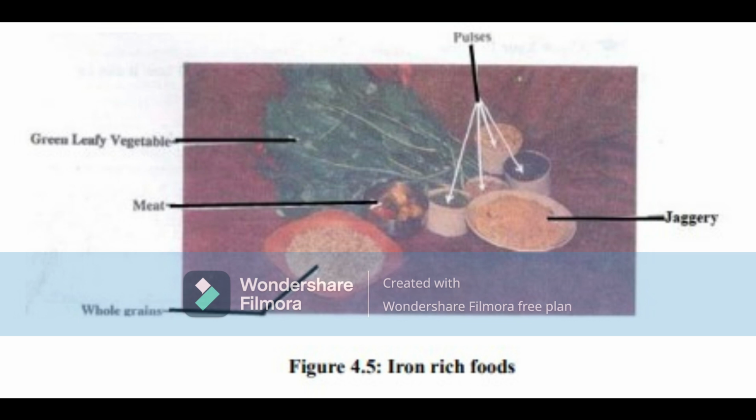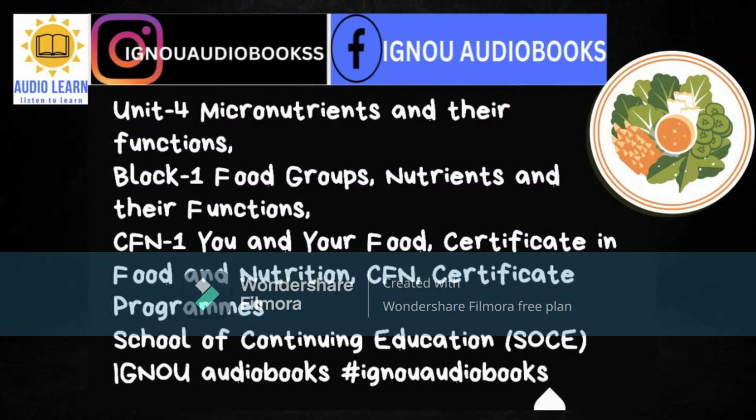Iron plays a major role in the synthesis of hemoglobin, which is the red-colored pigment present in our red blood cells. It is this hemoglobin which carries oxygen from the lungs to the tissues and carbon dioxide back from the tissues to the lungs. Iron makes your blood red and healthy. Effect of deficiency. Iron deficiency is known as anemia. It is most commonly seen in children and women of reproductive age.